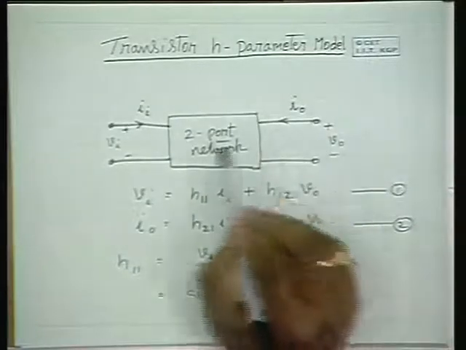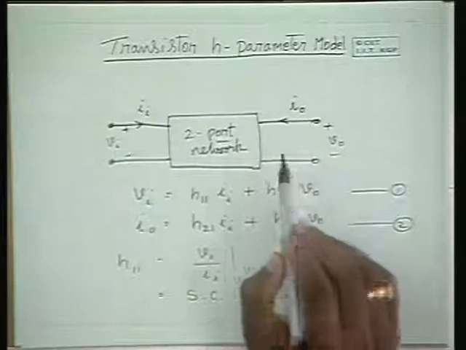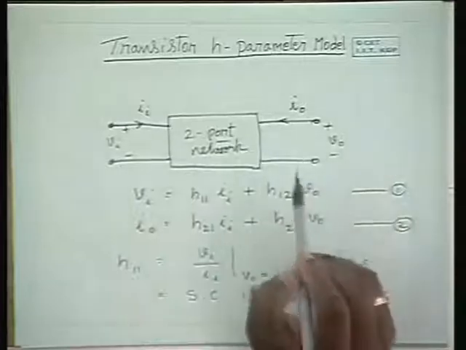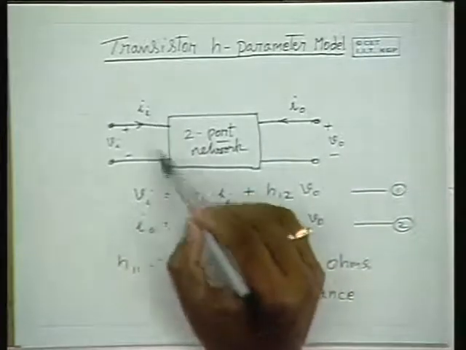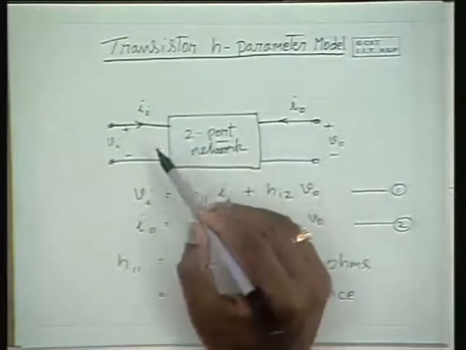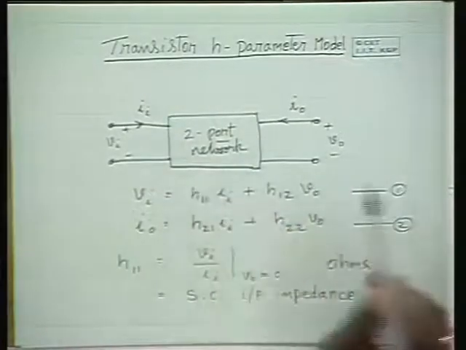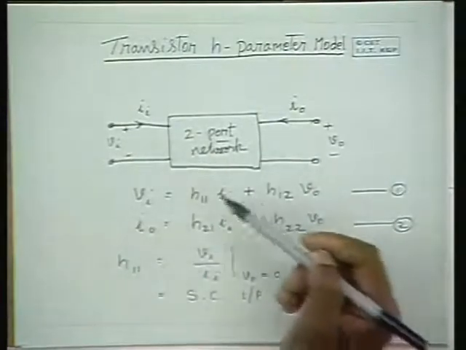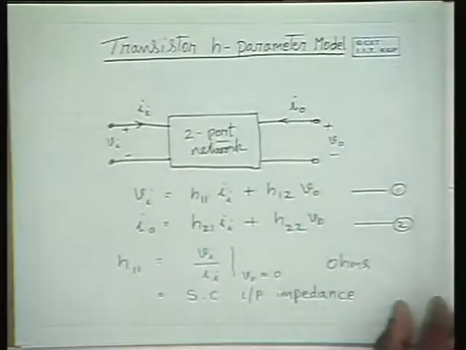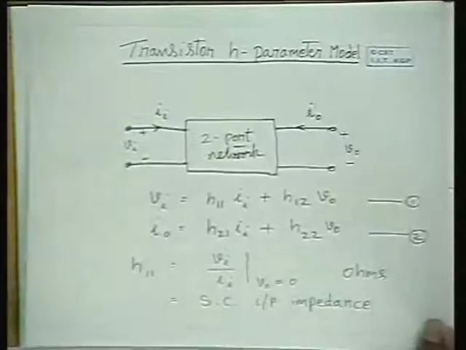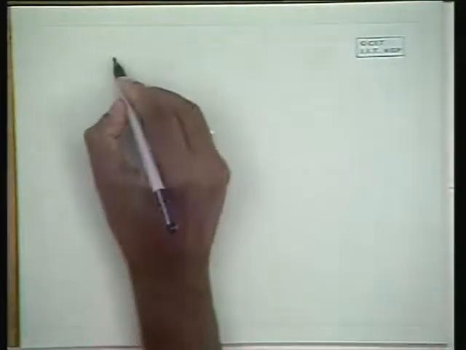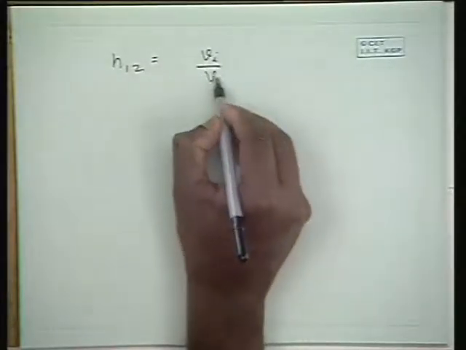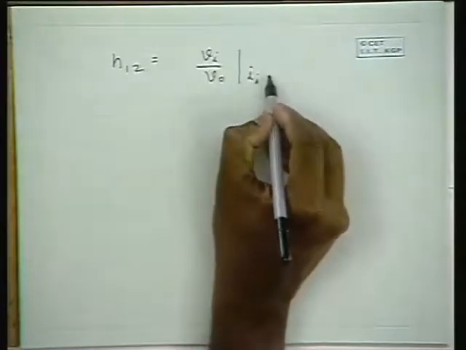Okay. So please note that given a transistor, if you are asked to determine the parameters, this is the way you can determine. Open circuit this, apply a voltage at the output, measure how much voltage you get here, and this voltage to that voltage ratio gives you H12. So definition as well as measurement procedure are both the same and they come from the same point. Therefore, H12 is equal to Vi by V0 when Ii is equal to 0.